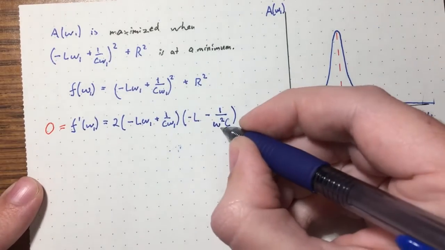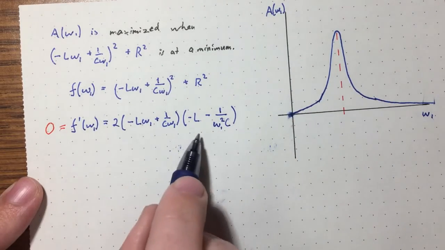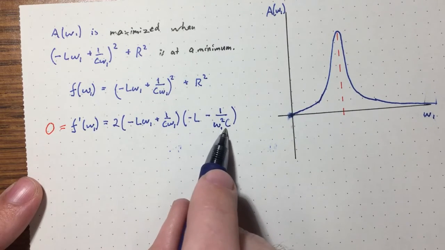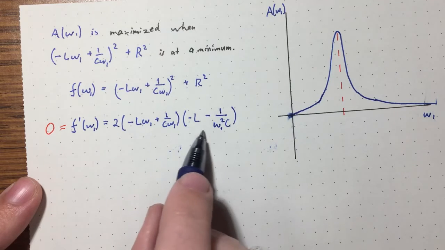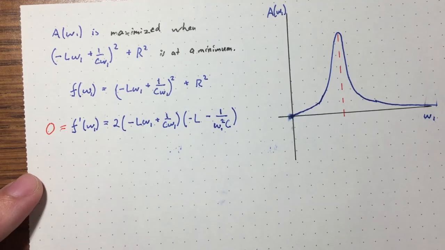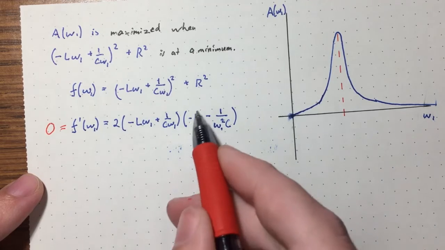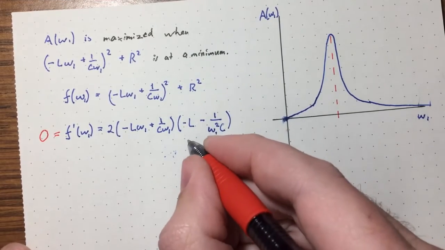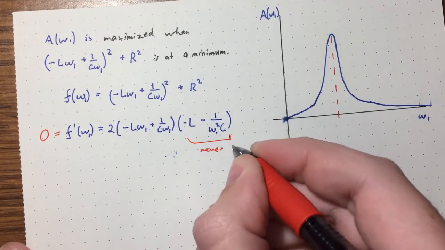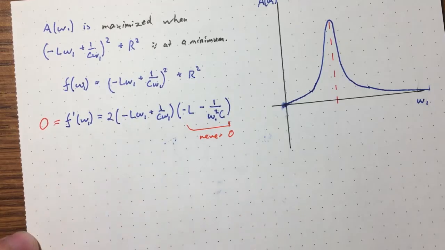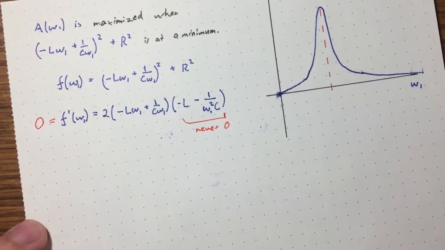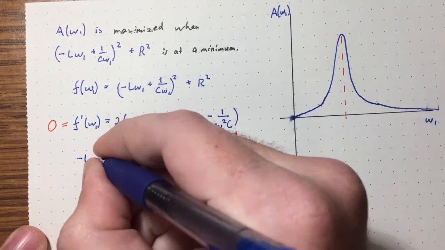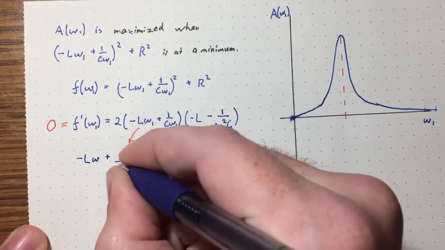Well, what value of omega 1 makes this 0? If I look at this second part here, everything is positive. L is positive, omega 1 is positive, C is positive. So this thing here is never going to be 0. It's going to be a negative number: minus L, minus 1 over omega 1 squared C. So this part here is just never 0, which means I can just focus on this part here. What about this part? So let's write that down.